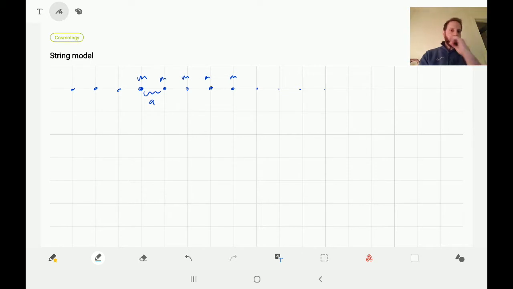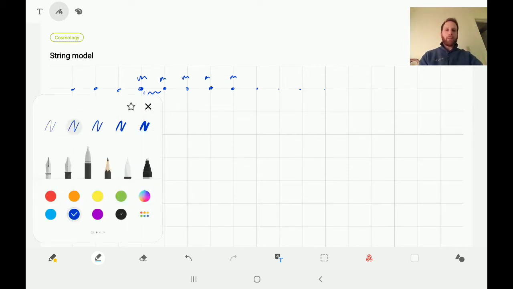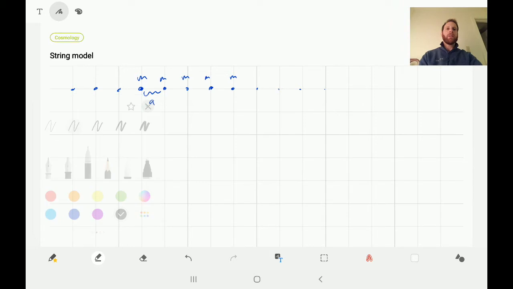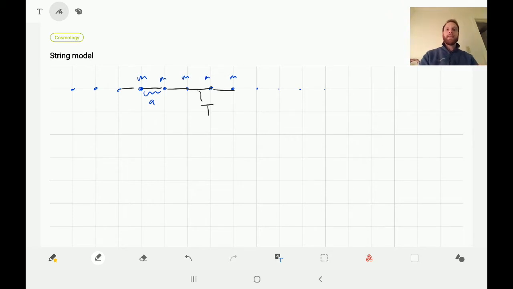And in between the masses, we have to imagine that they're connected by some kind of little string that is itself massless. And so I'm going to represent that with a black line here. And there's a certain amount of tension T in that string. So this model has three parameters, namely the mass of each mass, m, a, the separation between the masses, and the tension T.